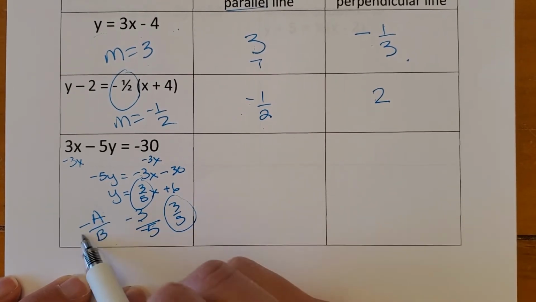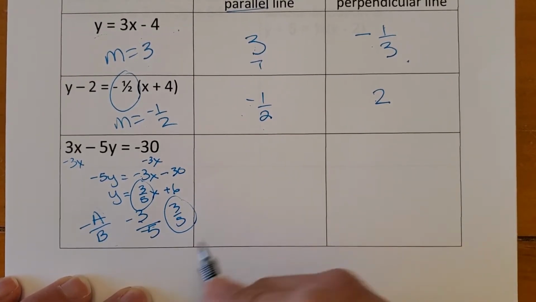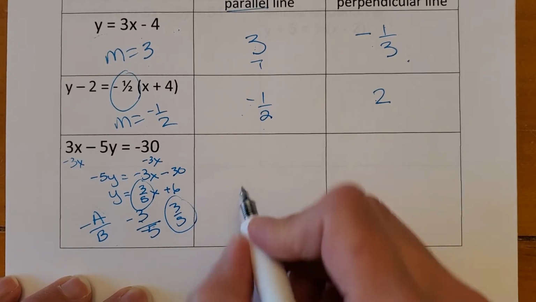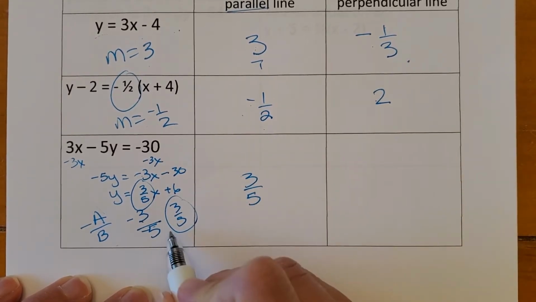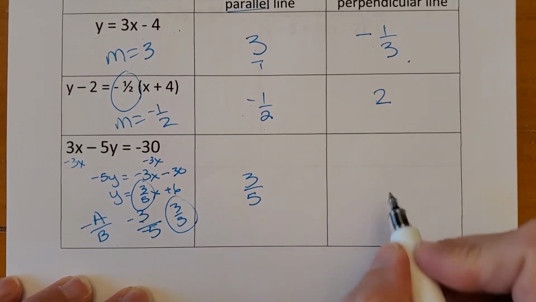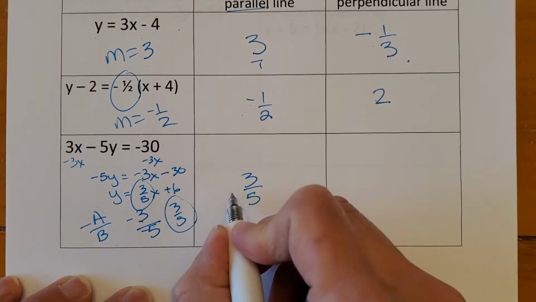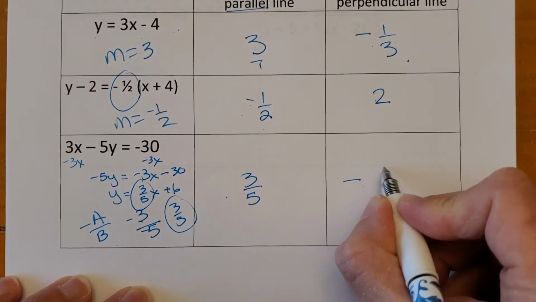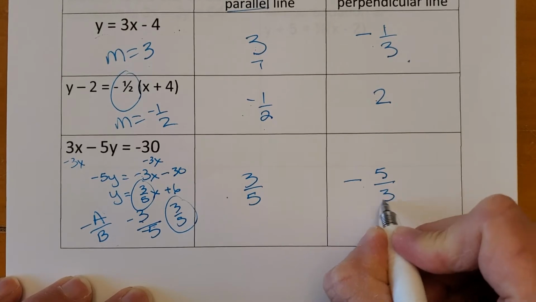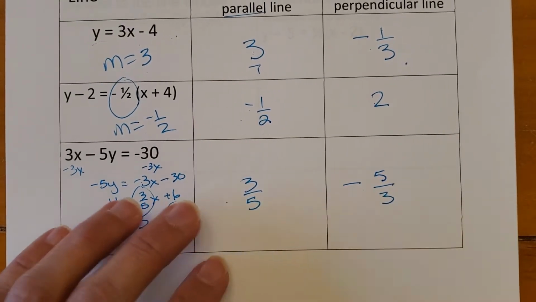I'm going to be doing this little shortcut, -A over B. So if you want to do it that way, you are welcome to. But the slope of a line parallel to that line has to be the same. And then the slope of a perpendicular line has to be the opposite, positive, negative, reciprocal. 5 goes to the top, 3 goes to the bottom. Okay, that's our little intro.